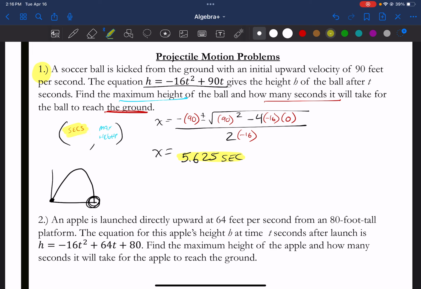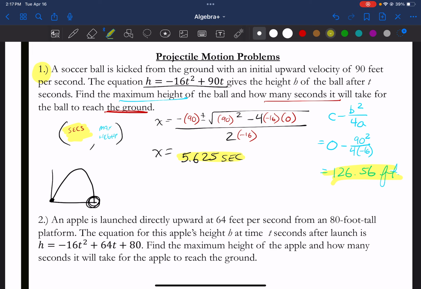Now, we just found this part. We still need to find the maximum height. You can go ahead and plug it back in and solve for what is h or y. You could also just use your formula for y, which we haven't used and a lot of you haven't memorized, but it is c minus b squared over 4a. So we're going to substitute it. C is 0 minus b squared, which is 90 squared, all over 4 times a, which is negative 16. You're going to find out that it is about 126.56. So we're going to put our label because it will travel 126.56 feet in 5.625 seconds.